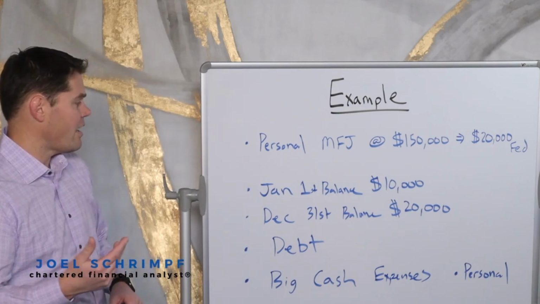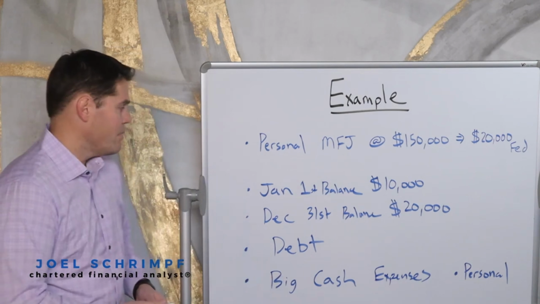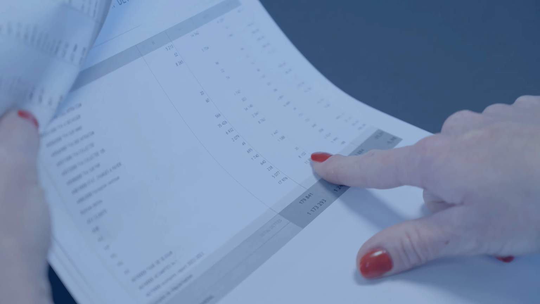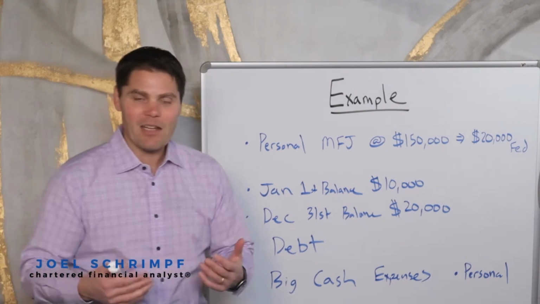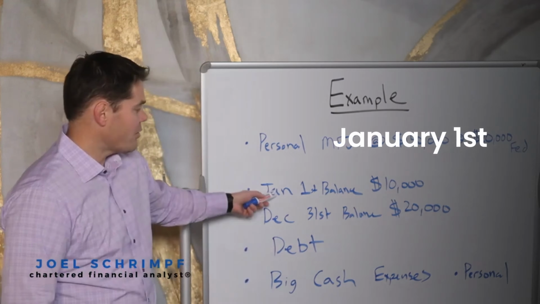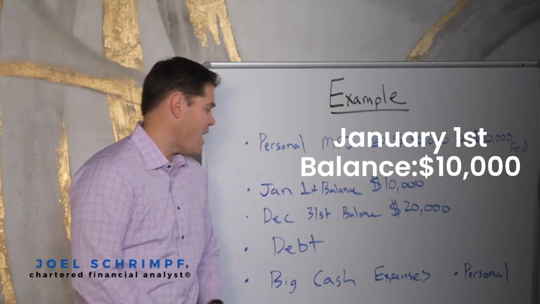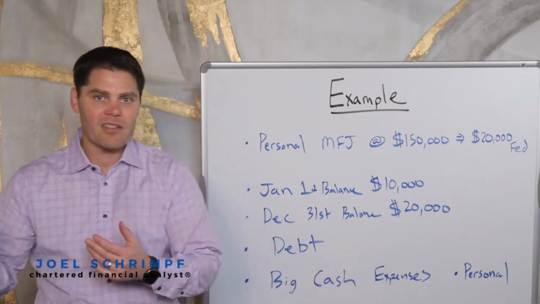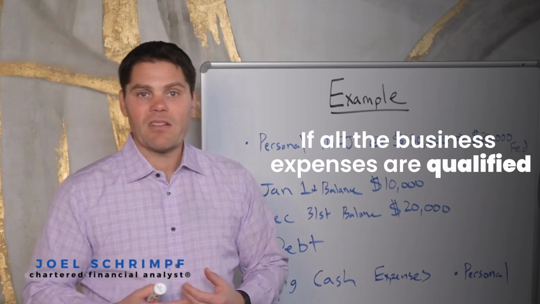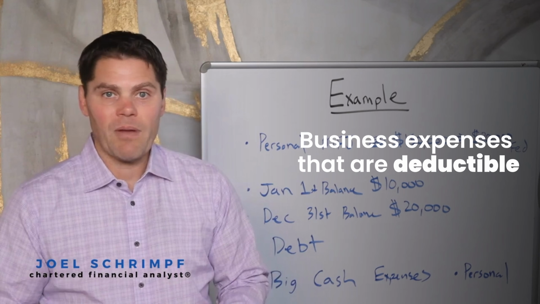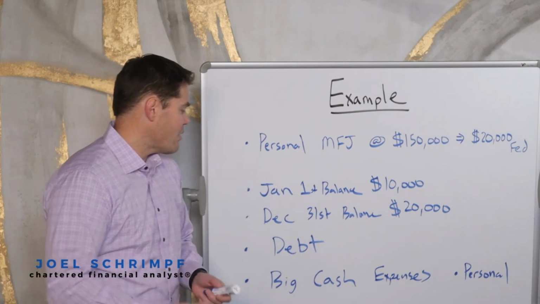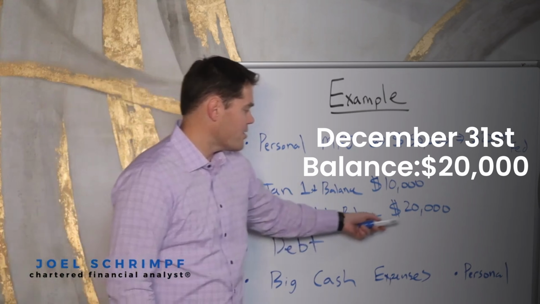Now let's just take a look at what happened with the balance sheet, because you have all the business revenue going into your business checking account. This is why they say, let's see how things balance out. January 1st, if the balance is $10,000, we had money coming into the business account that's paying for all the business expenses. If all the business expenses are qualified business expenses that are deductible, then they are not going to be taxed. Now it comes December 31st, our balance is $20,000.